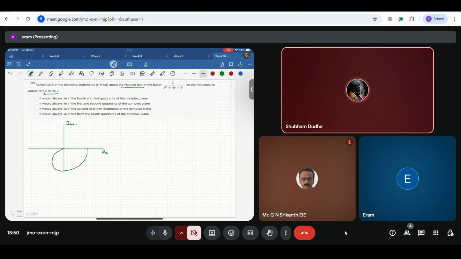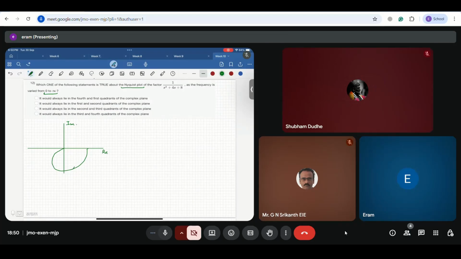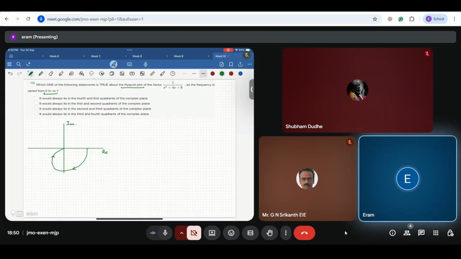Cardioid-like structure, yes. So this is how the Nyquist plot is going to look if omega is varied from 0 to infinity. So in which quadrant is it lying? It is the third and fourth quadrant. Okay.